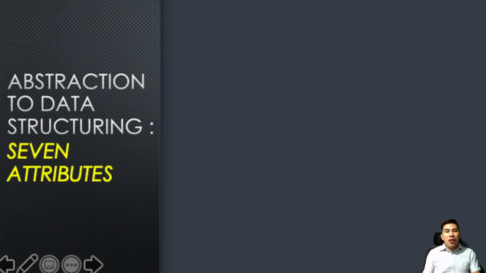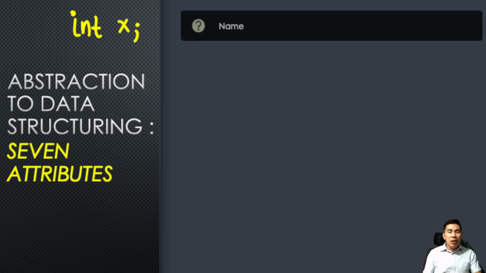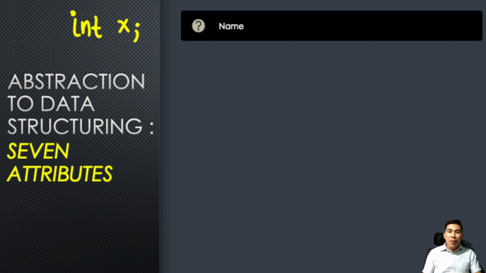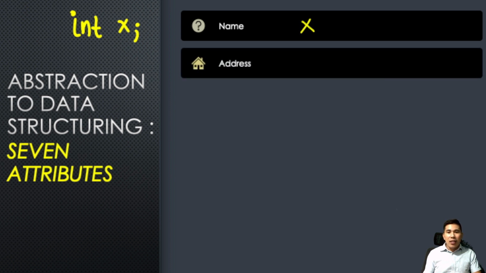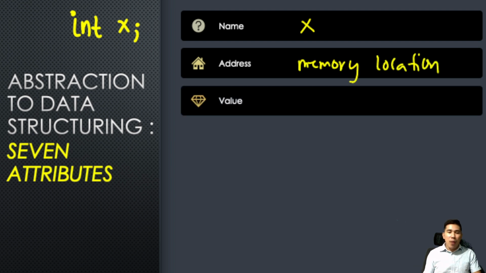Now, data abstraction has 7 attributes. For example, we have int x as a declaration in Java. The first attribute is the name, which is a textual label used to refer to that variable or data in the text of the program. In the given statement, the example is the name of the variable, which is x. Next is the address. The address denotes the location in memory. An example of that is a memory location.